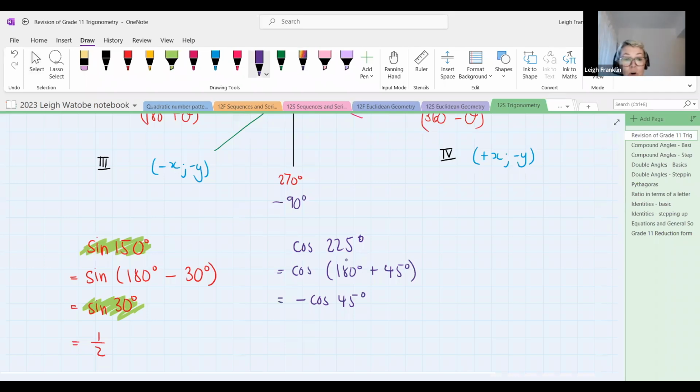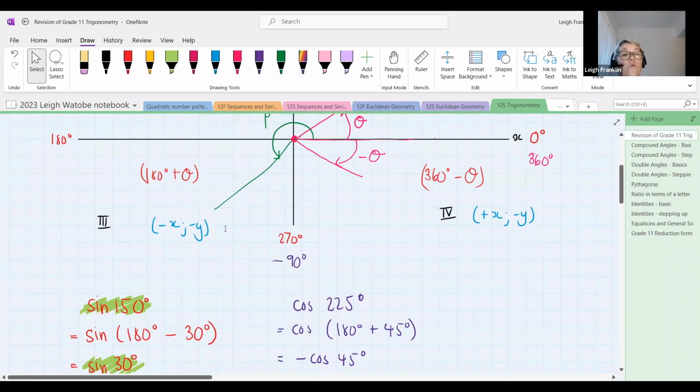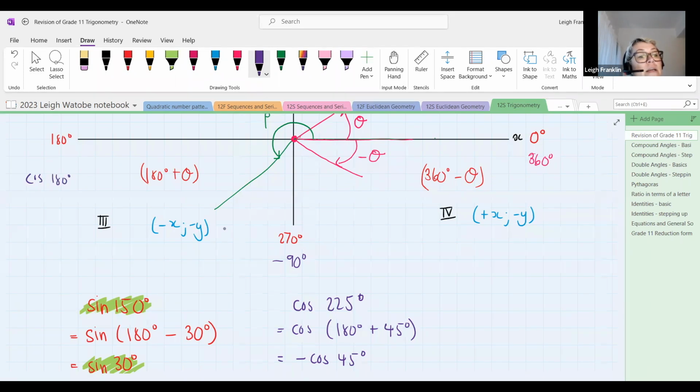That is because when we are in the third quadrant, we interpret cos theta as x over r, but x is negative in the third quadrant. So if I've got the cos of 180 plus an angle theta, because x is negative in the third quadrant, this is going to end up being negative cos theta. Because our x is negative and cos theta is x over r, it would be negative x over r. That's why it would reduce to a negative.